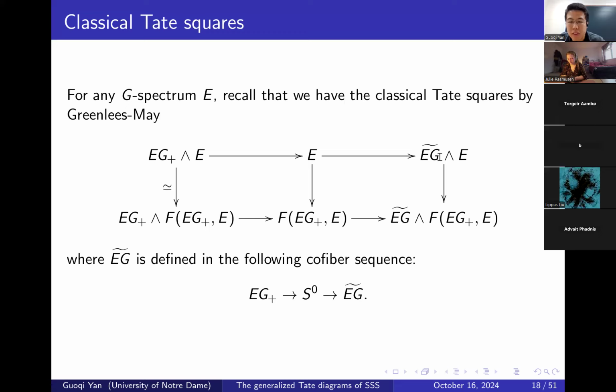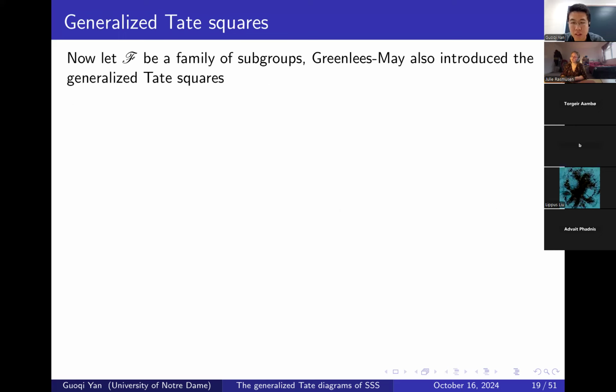Here, this space E G tilde is defined just by the cofiber sequence. EG is a CW complex with free G action, and its underlying space is contractible. So E G tilde is defined as a cofiber. Now F is a family of subgroups. Greenlees and May also have the generalized Tate squares. By a family, we just mean a subset of subgroups of G under some closure properties.